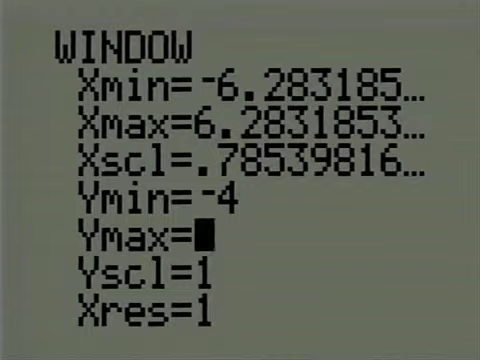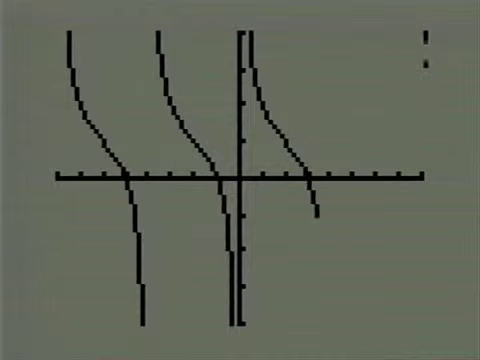And I'll take a look at a graph, knowing that I could change the window if I needed to, or if I was unhappy with the graph I'd chosen. And what I see is confirmation that y1 and y2 are the same graph, and that supports my verification of the identity.